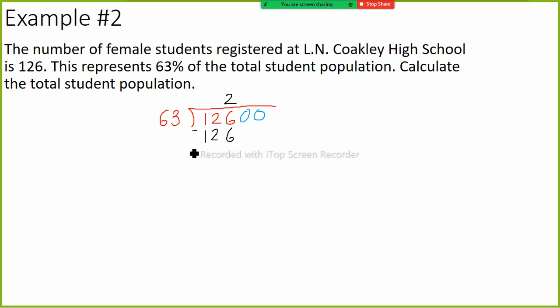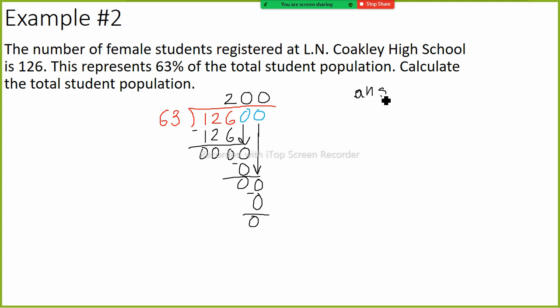And we subtract: 6 minus 6 is 0, 2 minus 2 is 0, 1 minus 1 is 0. We bring down the 0. So it's going to be 63 times 0, which is 0. We bring down the 0 here as well, and so we have 0 minus 0. So the answer for the total amount of students in the population is going to be 200.